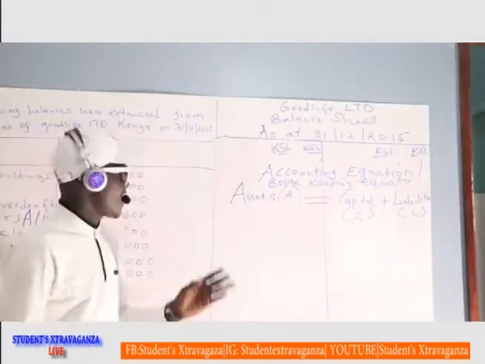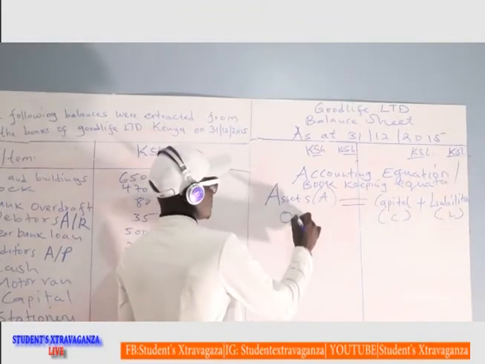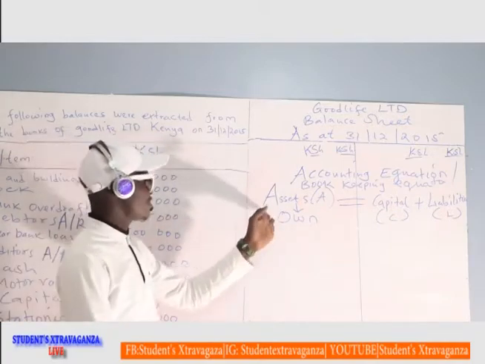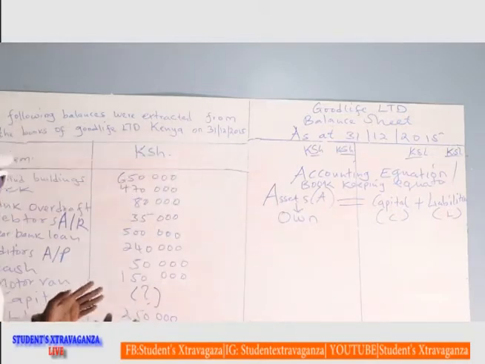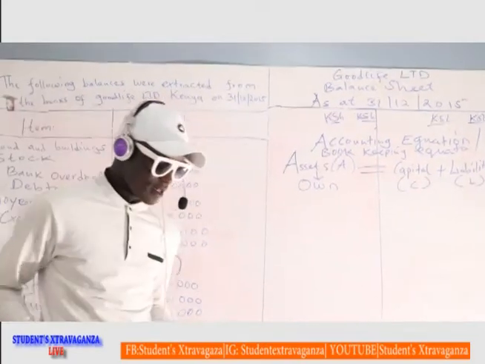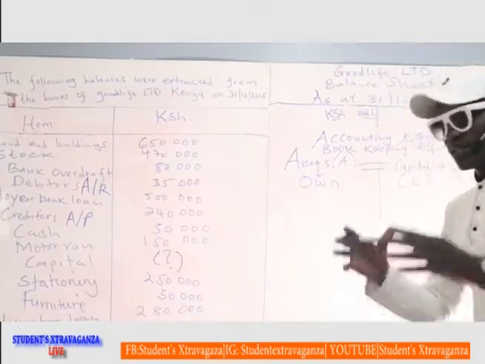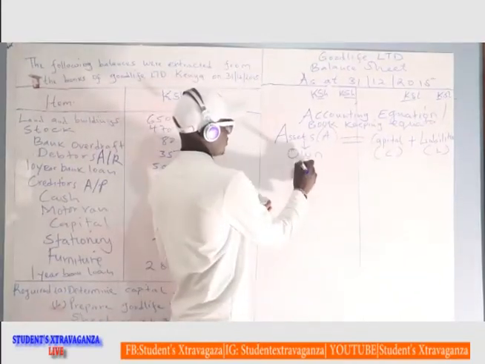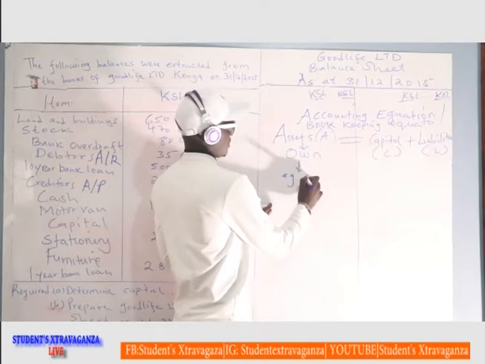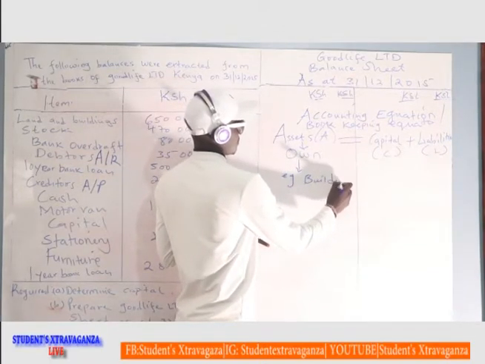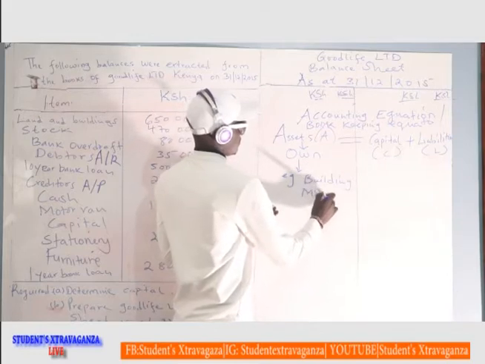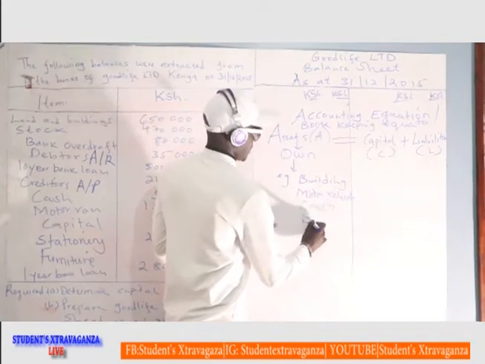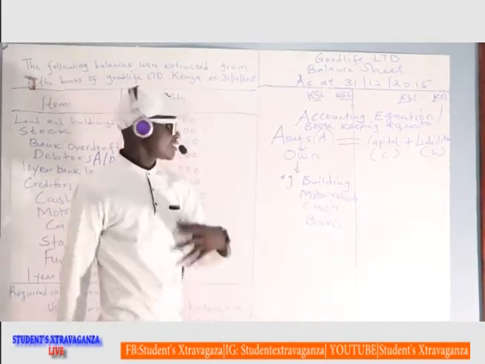What are the assets? Assets are what the business own. What the business own are what we refer to as assets. Examples of assets: we have cash, a bank, we have furniture, we have machinery, we have motor vehicle. Those are examples of assets, e.g. building, motor vehicle, cash, we have bank. Those are just few examples of assets.